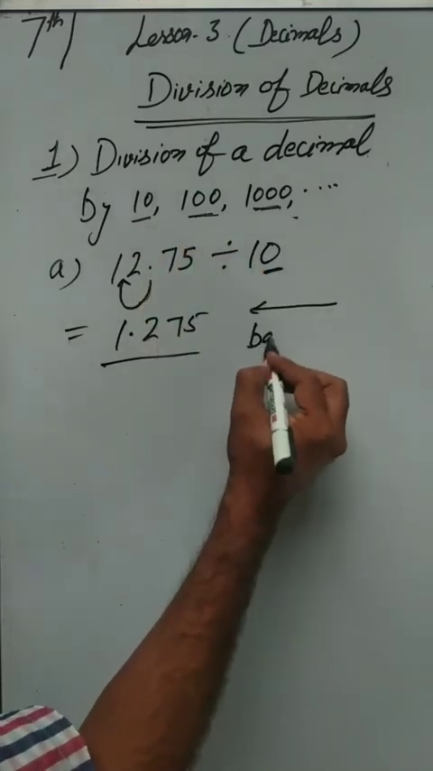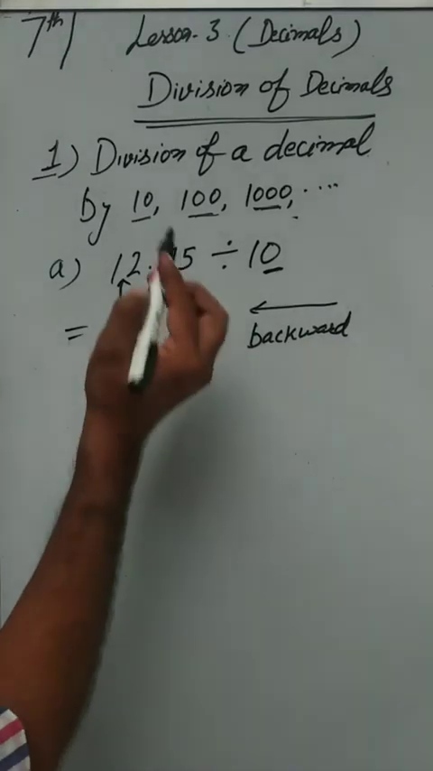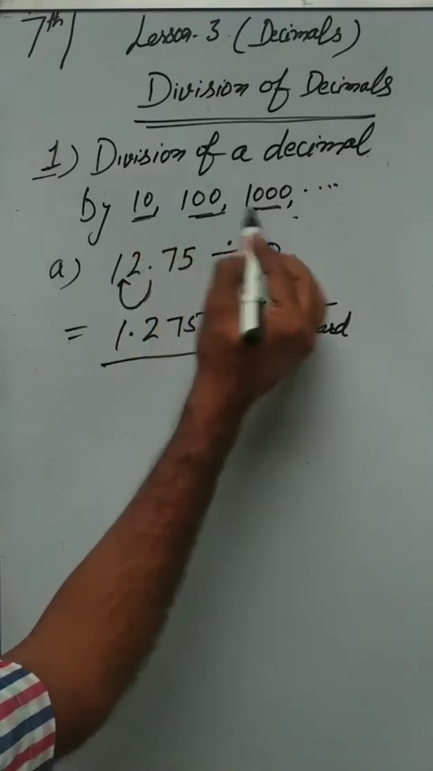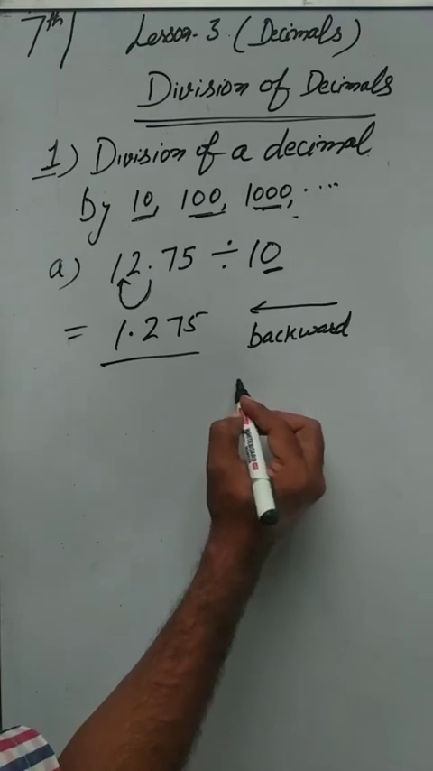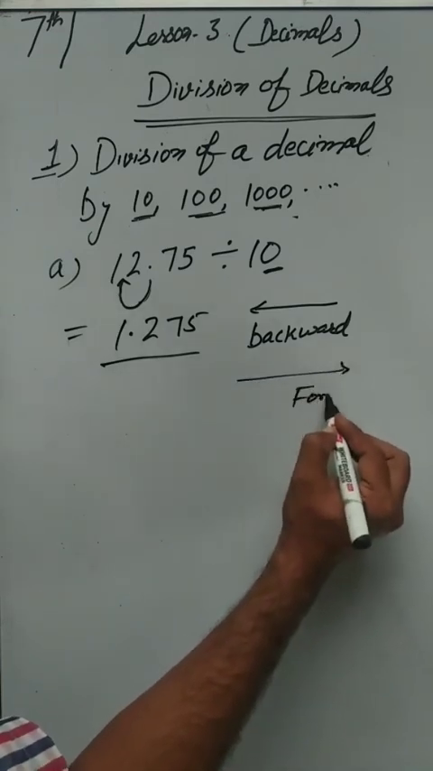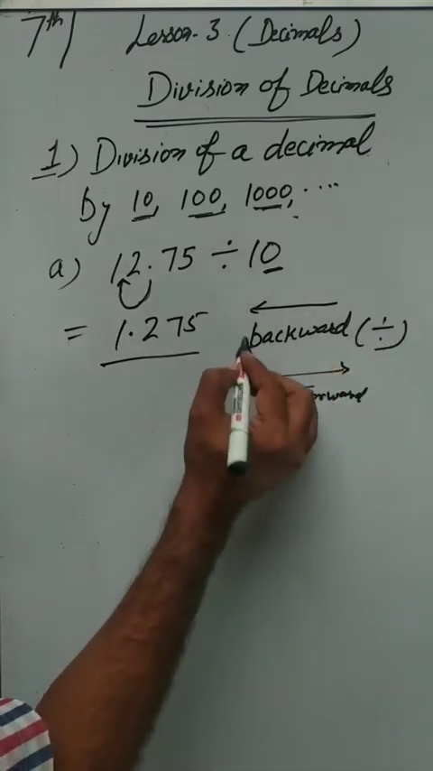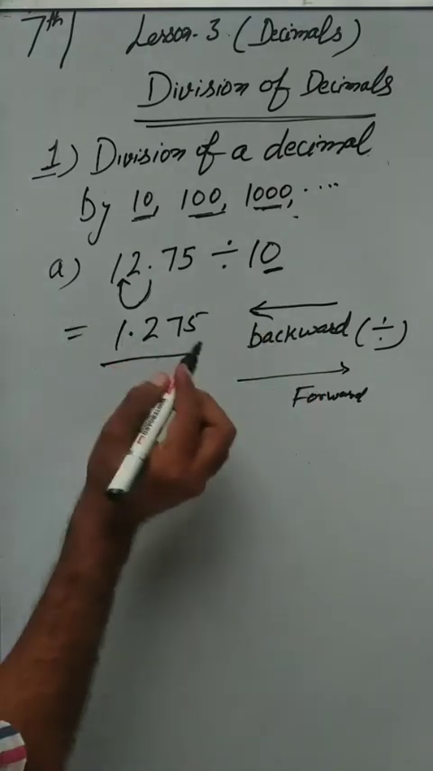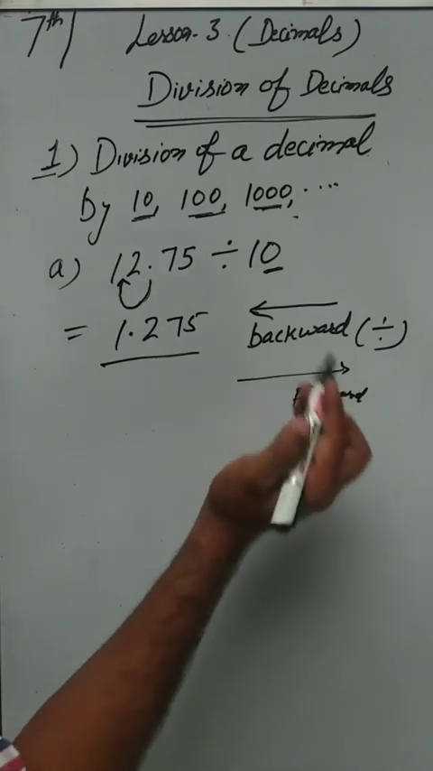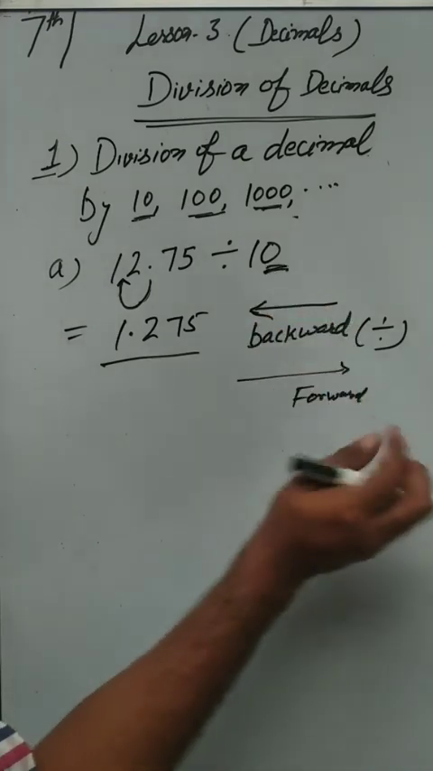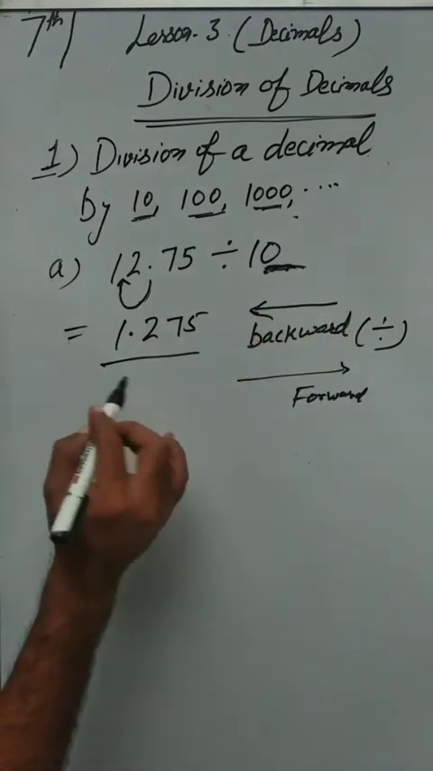So in decimal division, the point will shift backward. It is the converse of multiplication of a decimal with 10, 100, 1000. Because in multiplication, the point shifts forward, but in division of a decimal, the point will shift backward, or toward the left hand side. Understood? According to the number of zeros, the point will shift that many positions toward the left.